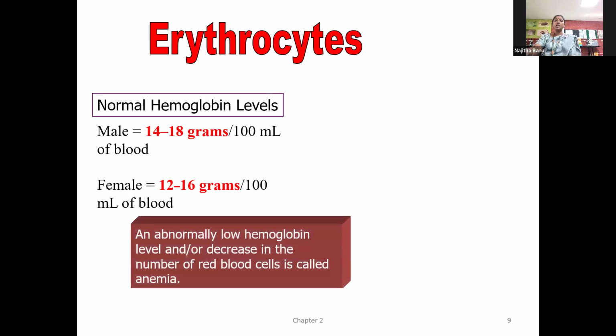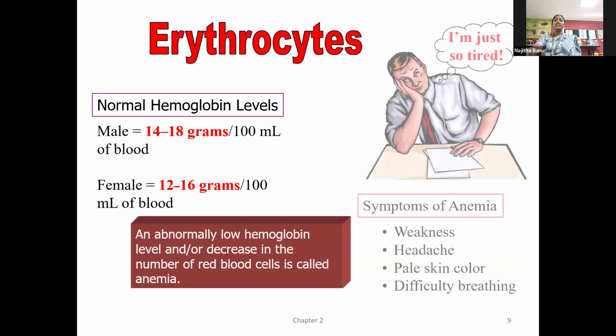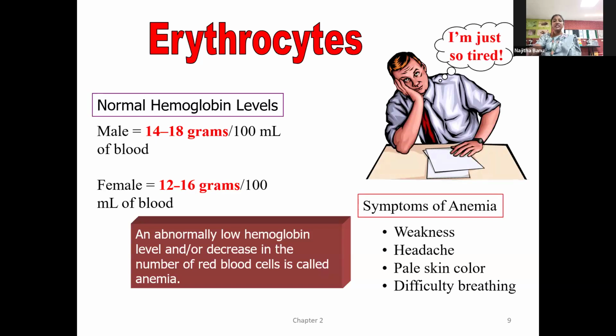If there are any abnormalities, as I already said, if your hemoglobin level is low, that is a condition of anemia. At that time you feel some fatigue, some weakness, maybe your eyes and skin color look a little dull. As well as sometimes you feel some breathing issues also.